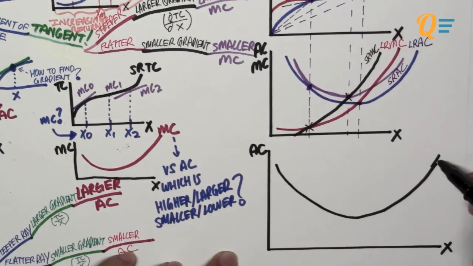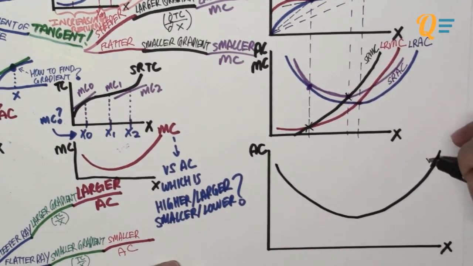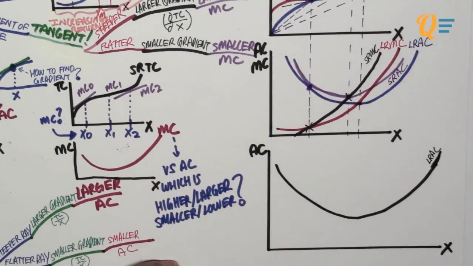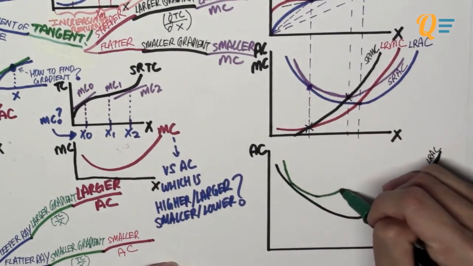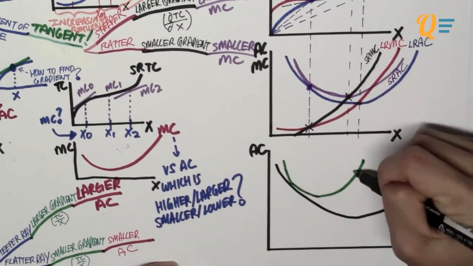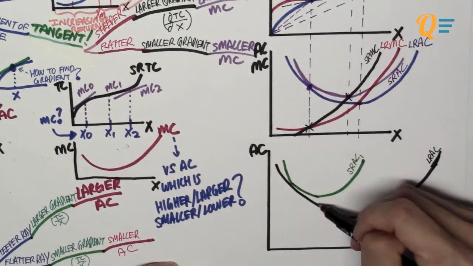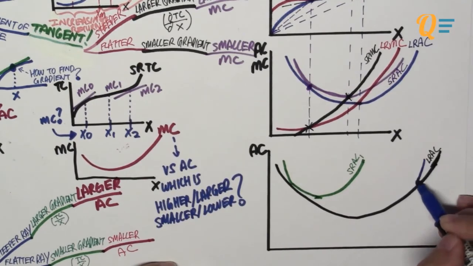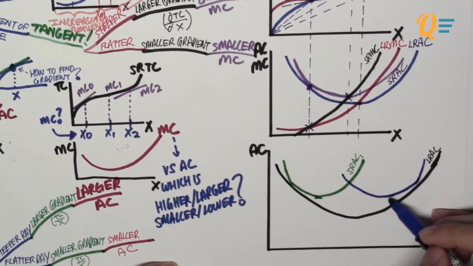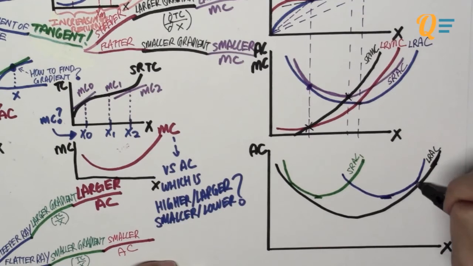I'm going to begin with one single long run average cost curve. So that's my long run average cost curve over there. What we just saw previously is this green short run average cost. So that's SRAC1, that's the minimum average cost. You can also see sometimes that the short run average cost can look like this as well. That's the minimum average cost.